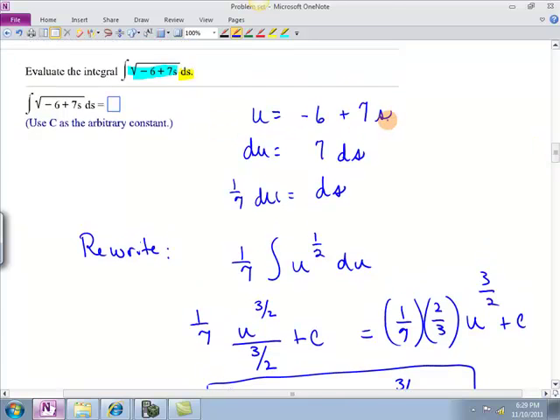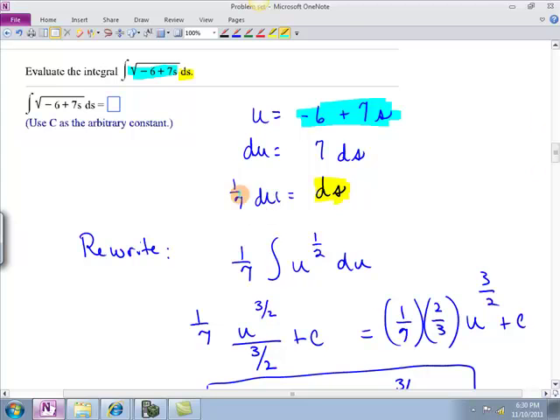So in this problem, you got how to let u be that. You got how to take the derivative of that. You need to match this: 7ds has to be present in the problem. And I don't see a 7 outside this radical, right? So I got to get rid of it. I divide it over here, and I'm left with ds. Now I match, like here and here. So you got that, okay?